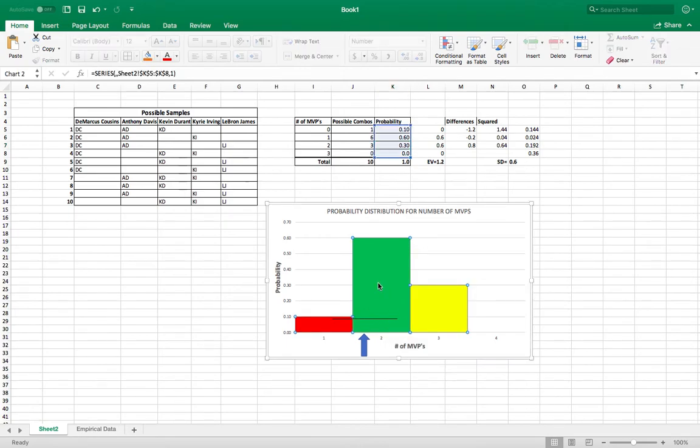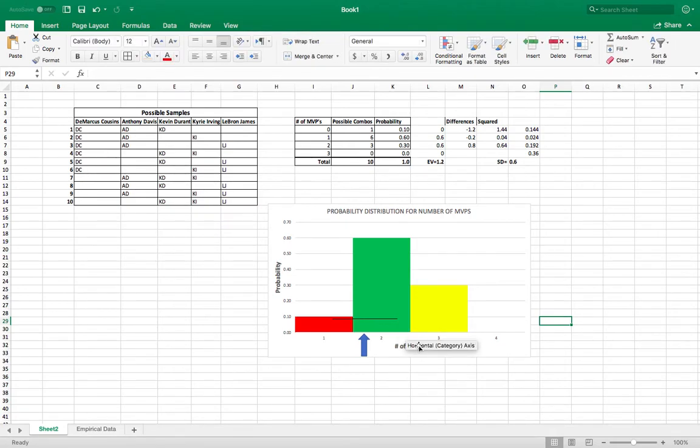So down here I made that histogram. I figured out the expected value, which is this arrow right here. I also have the standard deviation represented by these 2 lines right here. To figure that out, all I did is I multiplied the number of MVPs by the probability, then added the sum of all those numbers up, and that is how I figured out the expected value.